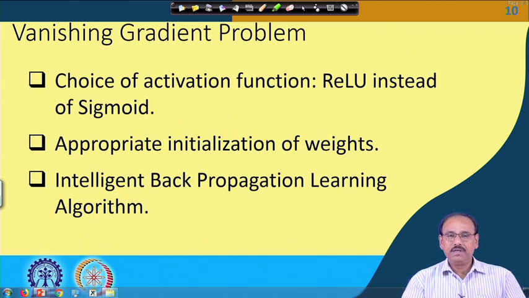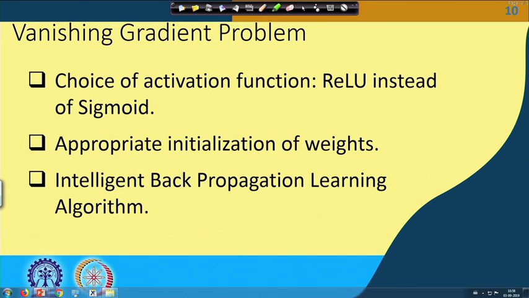And the other approach is obviously by using an intelligent back propagation learning algorithm, or by carefully designing your neural network. So, with this we conclude our lecture today. In our next lecture, we will talk about GoogleNet and ResNet, and we will see what measures GoogleNet and ResNet have taken to address this vanishing gradient problem. Thank you.